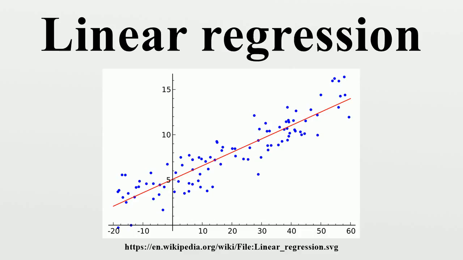Linear regression models are often fitted using the least squares approach, but they may also be fitted in other ways, such as by minimizing the lack of fit in some other norm, or by minimizing a penalized version of the least squares loss function as in ridge regression and lasso. Conversely, the least squares approach can be used to fit models that are not linear models. Thus, although the terms least squares and linear model are closely linked, they are not synonymous.